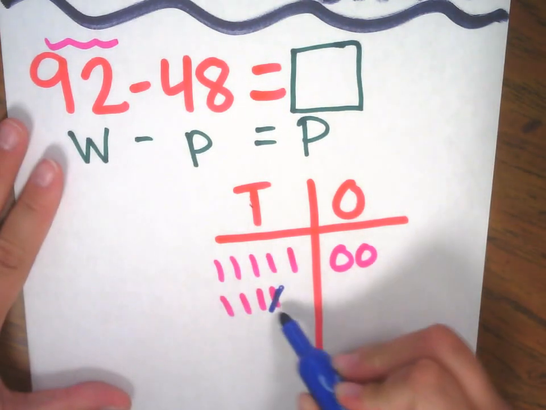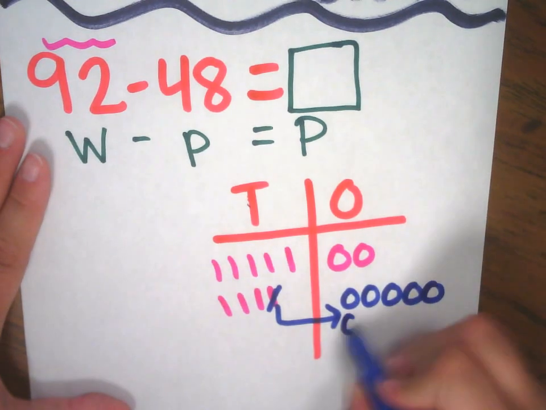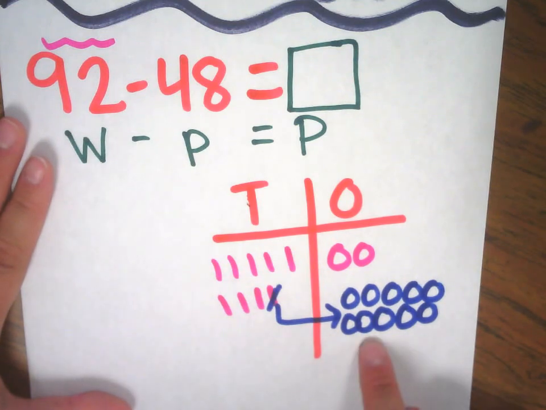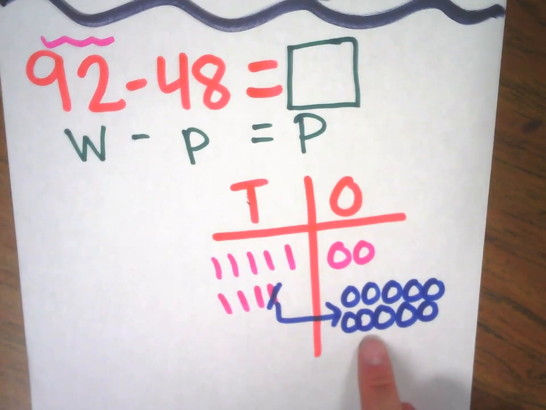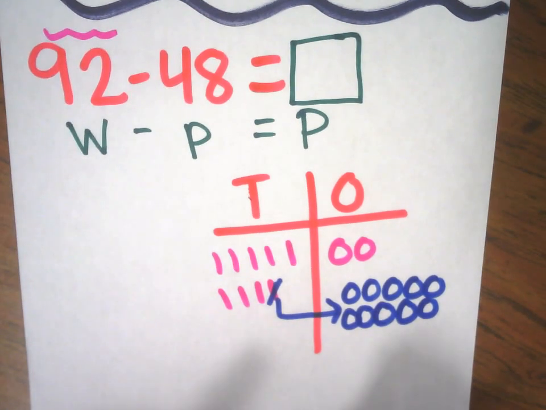So I'm going to unbundle. I cross out a 10 and I move it to the ones place. So the 10 that was in the tens place is now just 10 ones. And I still have 92. I just have 8 tens and 12 ones instead. So I still have 92.